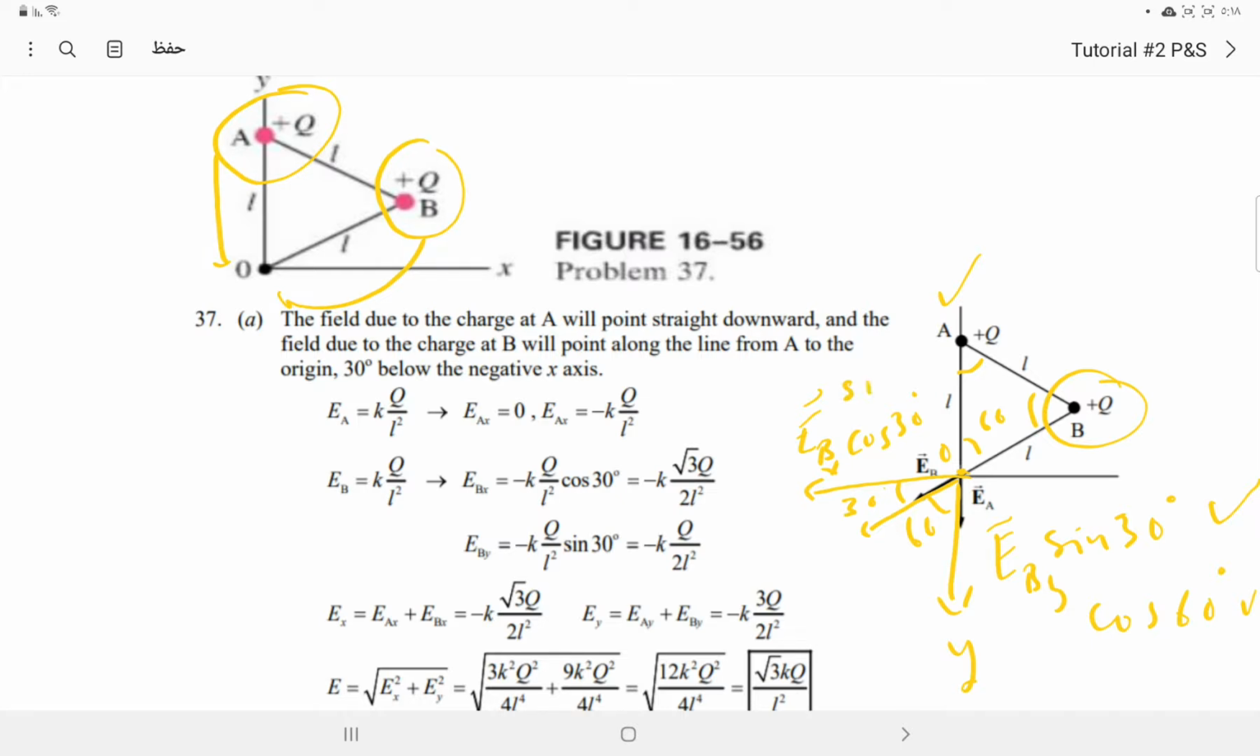And also sine 60 equals the same as cosine 60. So in this case, let's see what they did here. You can see the solution starts with EA equals KQ divided by L squared. Why L squared? Because this is R, the distance from the origin, which is here.